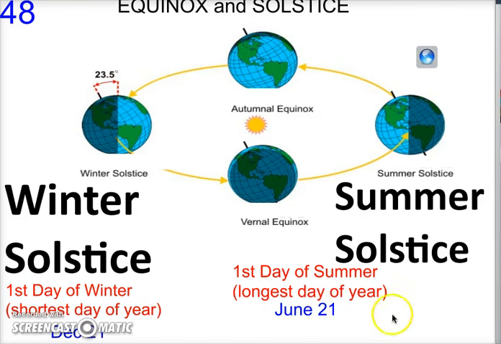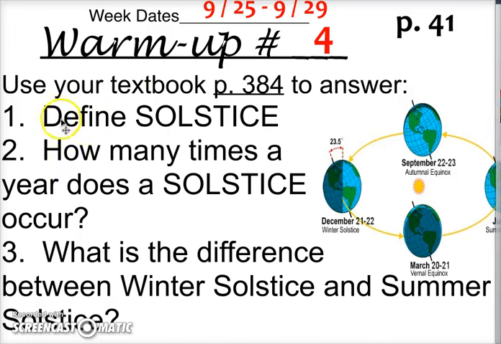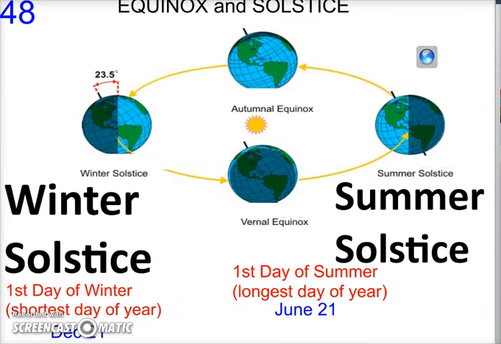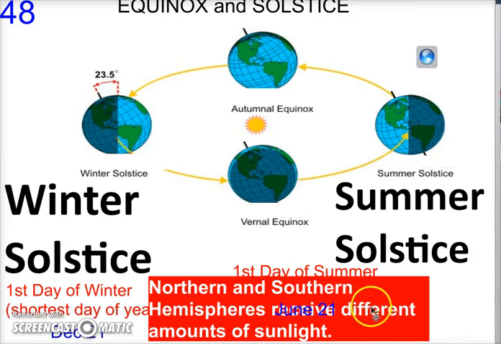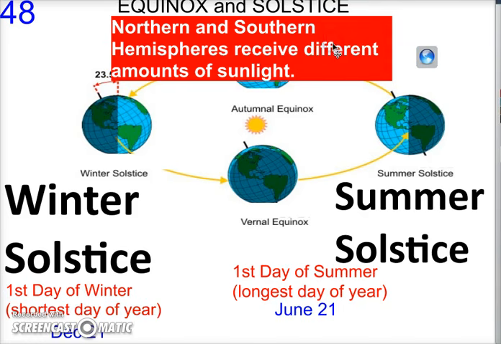So now that you have these notes about the solstice, we can go back and correct your warm-up. Question number 1, define a solstice. Well, a solstice is when the northern and southern hemispheres experience different amounts of sunlight.